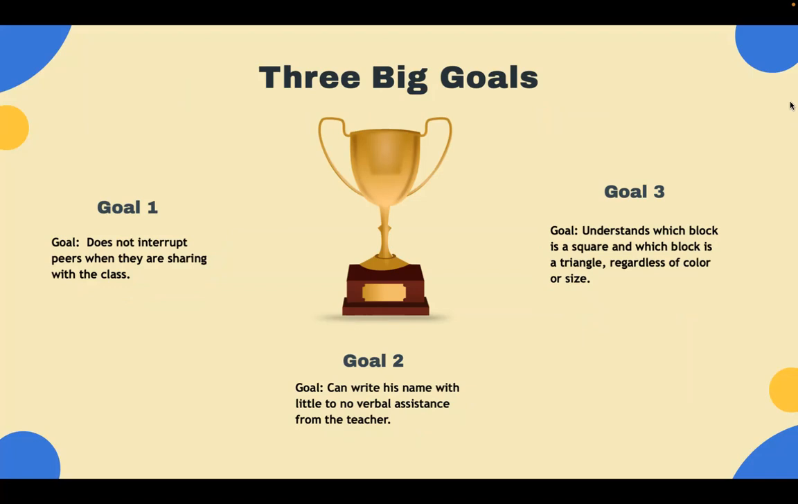Our three big goals while working with Jasper this semester were, one, we wanted him not to disrupt peers while they're sharing with the class. Our second goal was that he can write his name with little to no verbal assistance from the teacher. And our third goal was that he understands which block is a square, which block is a triangle, regardless of the different color or sizes.